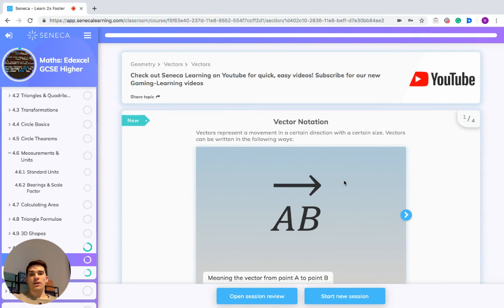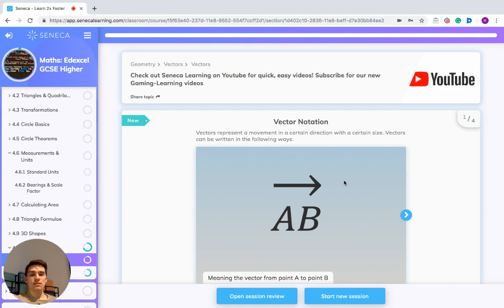We're going to look to point you in the right direction here as a starting point for your revision for vectors. So vectors represent a movement in a certain direction and with a certain size. And vectors can be written in a number of different ways.